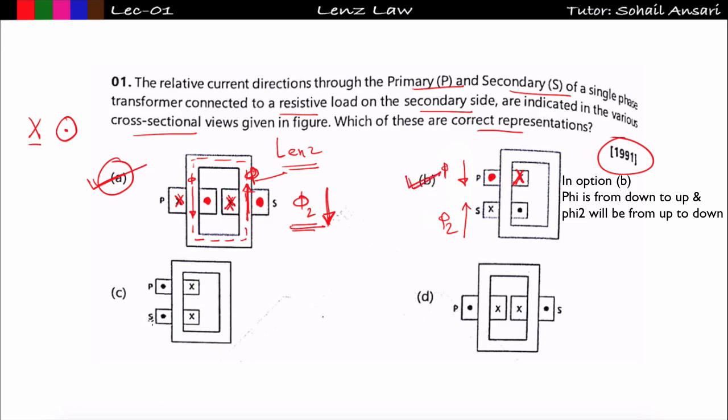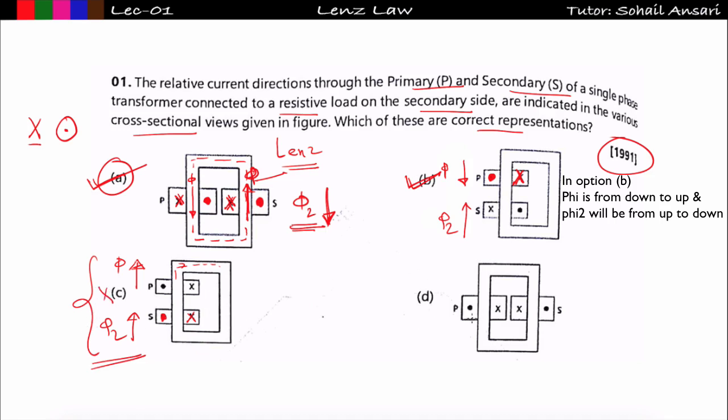Now see option C. First find the direction of flux in the primary coil. The direction of flux in the primary coil, according to right hand thumb rule, is from down to up. This is the flux direction phi. Now find the flux direction in the secondary coil. According to this convention, this is dot and this is cross. Apply right hand thumb rule, you will get flux direction phi 2 the same as the direction of flux phi. So here it is not opposing, it is aiding. That means this is not the correct representation. So option C is wrong.